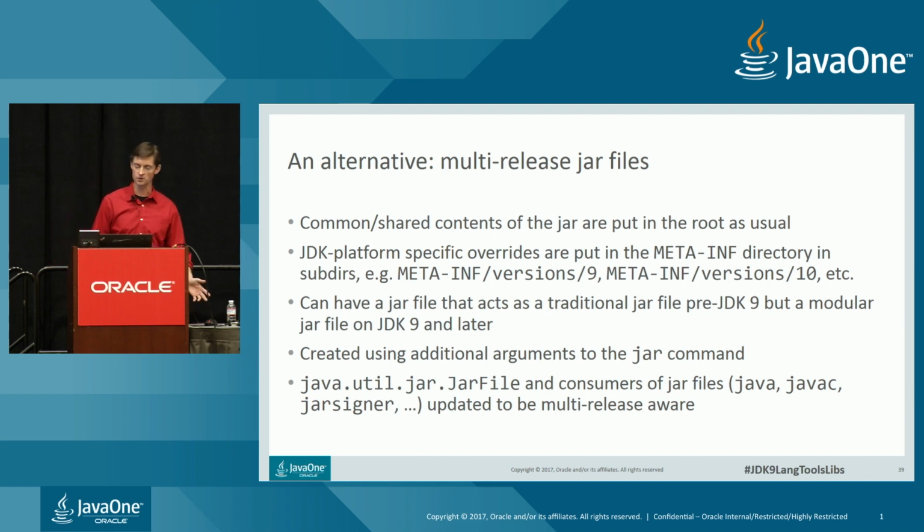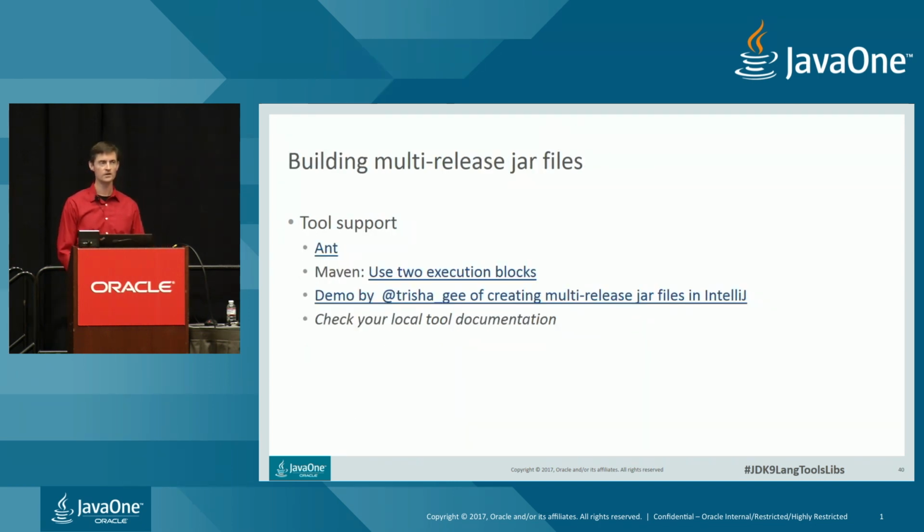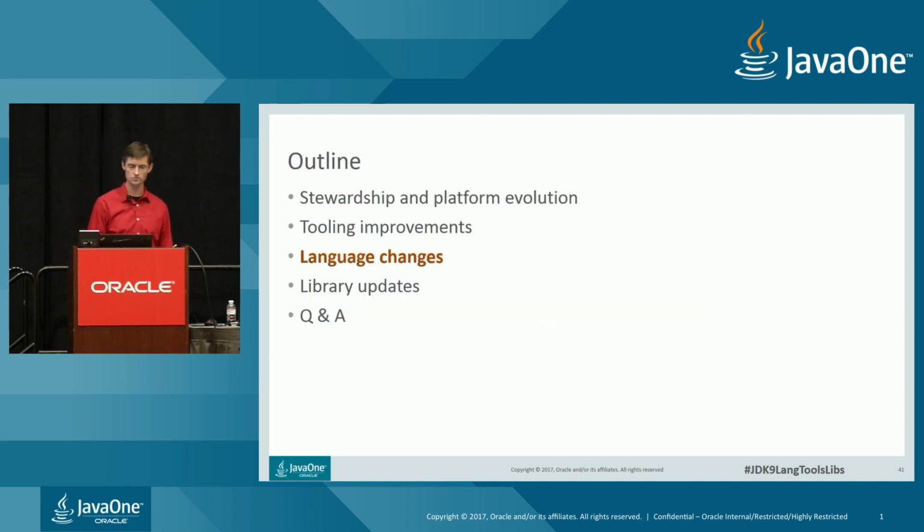You can create these multi-release jar files using the jar command, and we've updated the other tools that consume jar files, java, javac, and jarsigner, to be multi-release aware. There's tooling support for creating multi-release jar files. Ant and Maven have documented ways to do that. And recently, Trisha posted demo code to create multi-release jar files in IntelliJ. So you can check your local tool documentation for details.